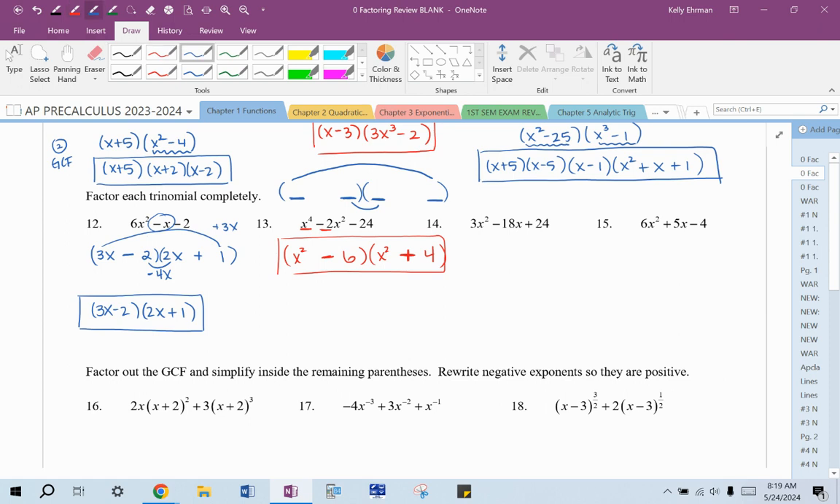With trinomials especially, be on the lookout for GCFs. So right here, especially if your numbers are larger, take a look here. 3, 18, and 24 are all divisible by 3, so factor that out. Okay, and then it's the same thing. How do we break up x squared? x and x. What are the factors of 8 that are going to get me 6? Our only options are 4 and 2 or 1 and 8. It's got to be 4 and 2. To make this -6, they both have to be minus.